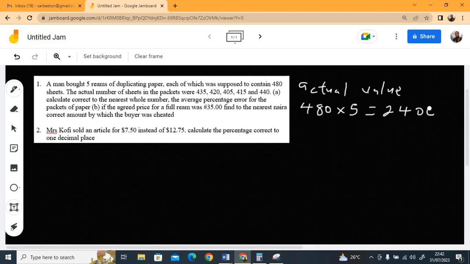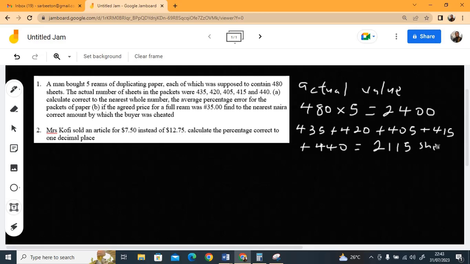2,400. Now, these are the actual counts. You have 1, 2, 3, 4, 5. That is 435 plus 420 plus 405 plus 415 plus 440. This is 440. So when you add it all together, if you have tried that, you get 2,115. 15 sheets or 15 paper, anyhow you want to call it.